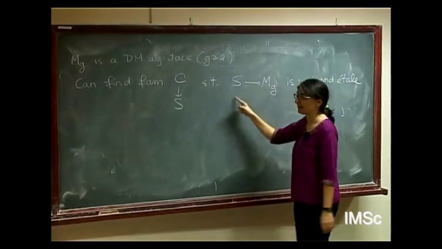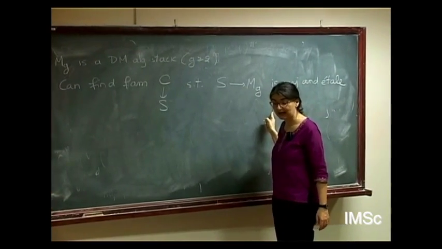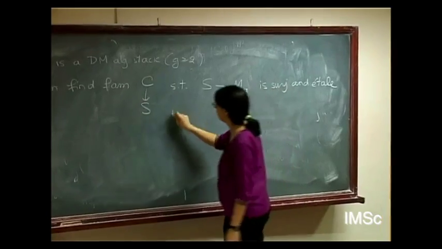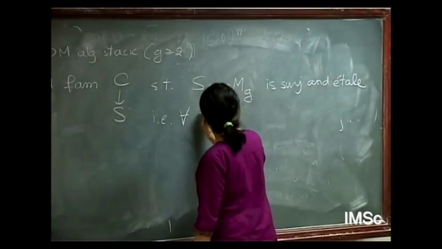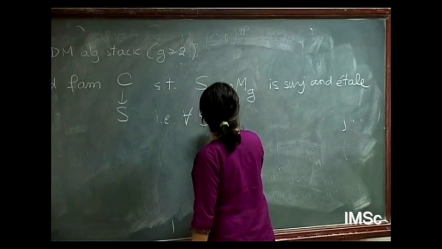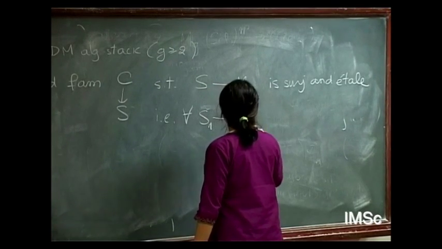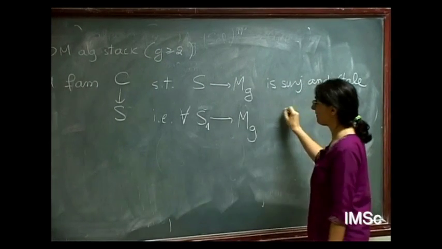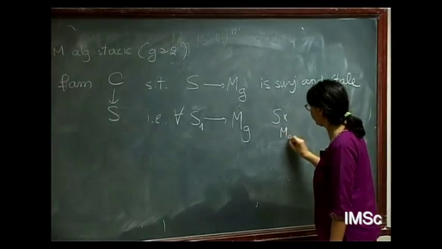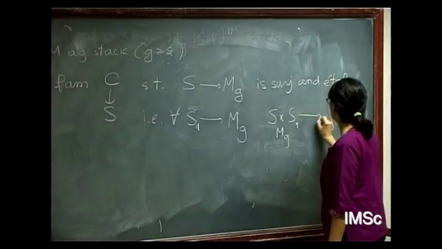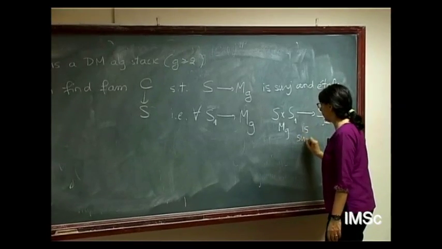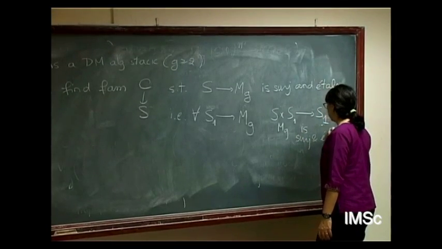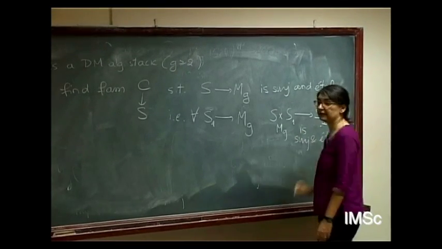So what do I mean by saying it's surjective and étale? I mean that, i.e., for any other morphism S1 to M_g, the fiber product is surjective and étale.